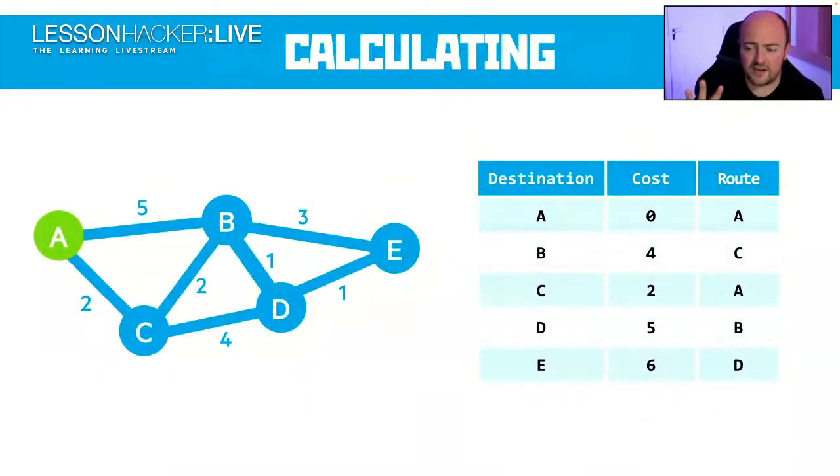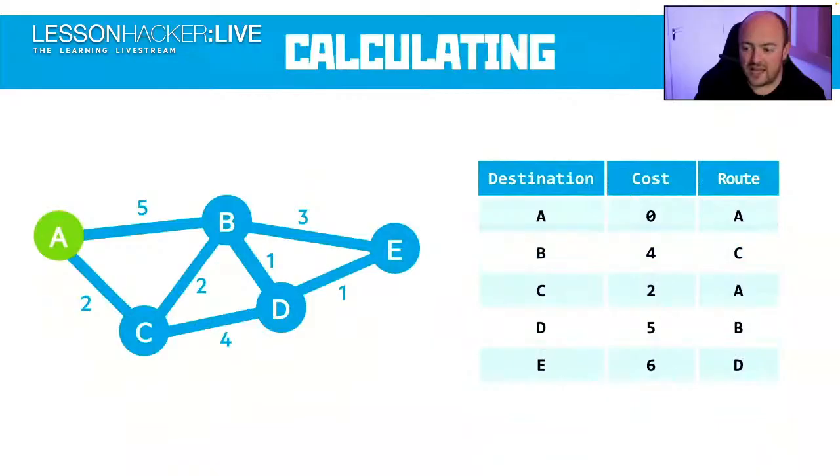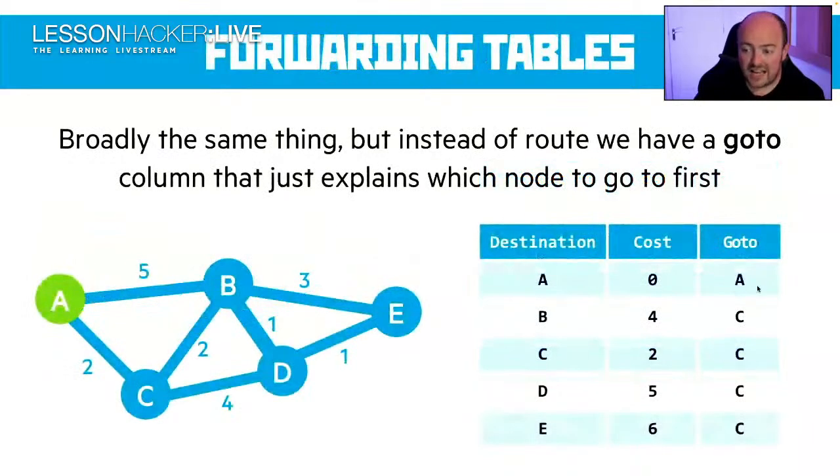Now, calculating the cost is the simple thing to do. It's going to be worth the lowest amount of marks. What they're probably more likely to do is to ask you to make something like a forwarding table. Now, the forwarding table is broadly the same thing, but instead of it being, where did I come from in the route box, so I could go backwards and work out the best route, actually what we get is, where do I go to? So where do I go to from here?